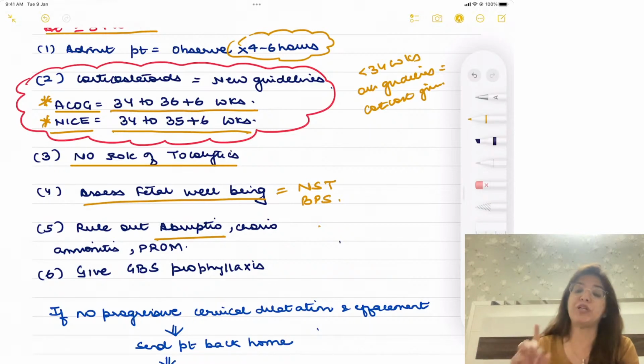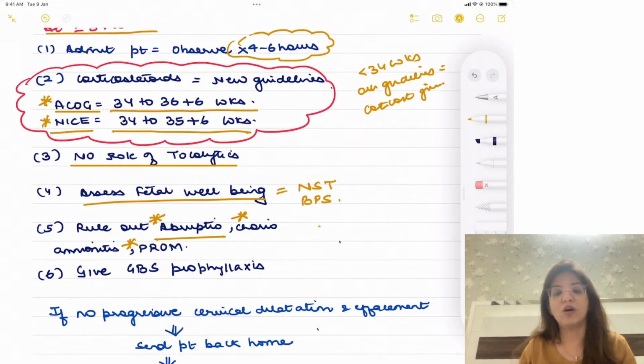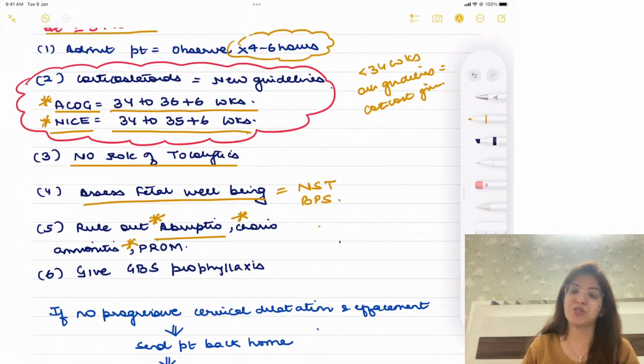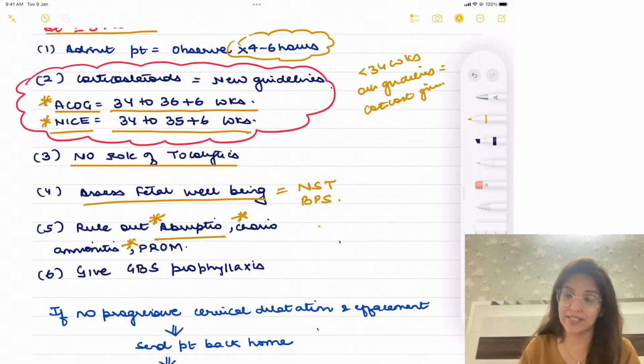So whenever a patient of preterm labor comes to you, please do not forget to rule out abruptio. Rule out chorioamnionitis and rule out premature rupture of membranes. Because if it is a case of abruptio, management will be different. If chorioamnionitis is there, management is going to be different. If PROM is there, management is going to be different. So I am going to see that there is no abruptio, no PROM and no chorioamnionitis.